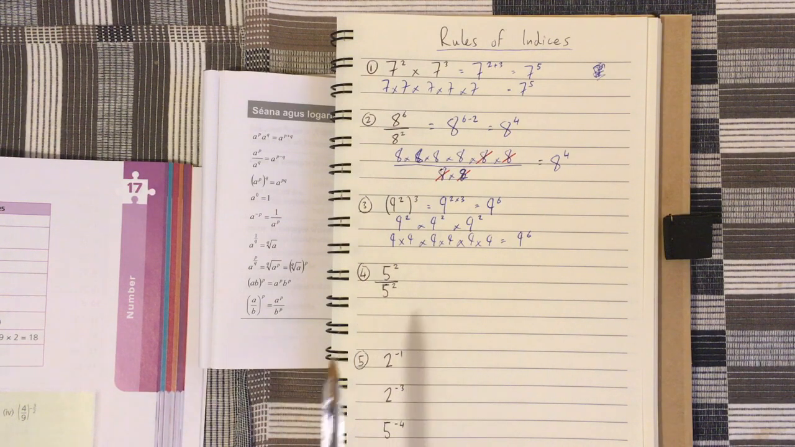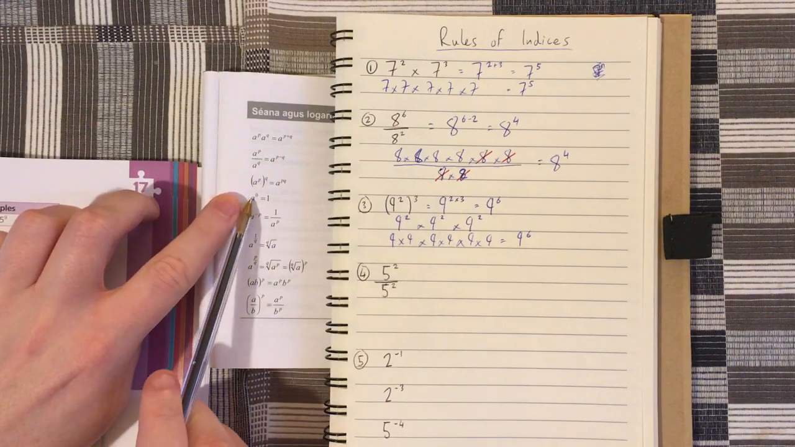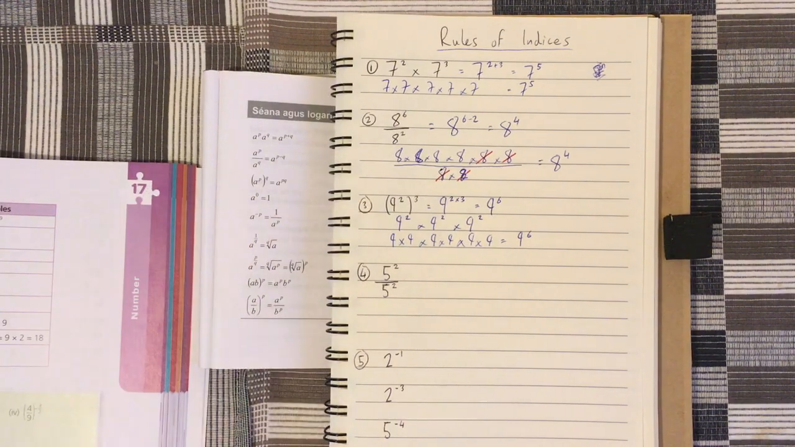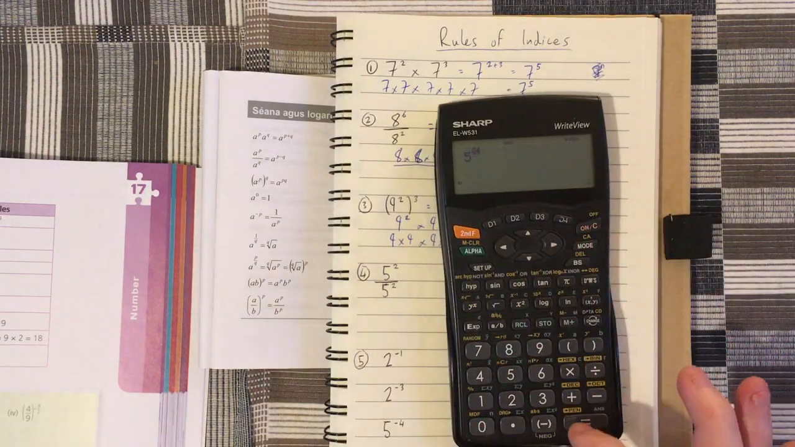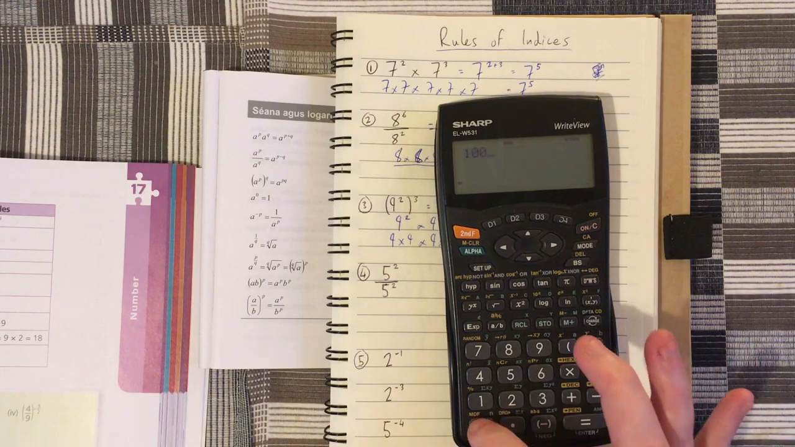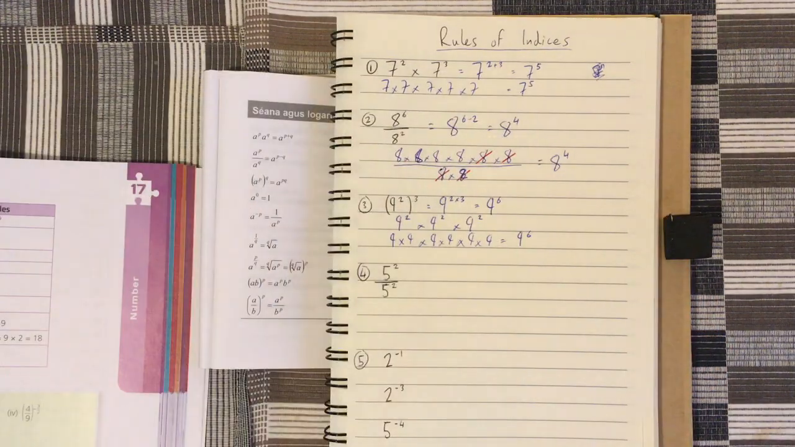Rule 4 then. So rule 4 is here. It tells me that a to the power of 0 is equal to 1. So anything to the power of 0 is equal to 1. Okay, so you can check that on your calculator. 5 to the power of 0 is 1. 1,000 to the power of 0 is 1. Okay, so just be careful there. It's very easy in your head to go, power of 0, that's equal to 0. No, power of 0 is equal to 1 always. So x to the power of 0 is equal to 1.